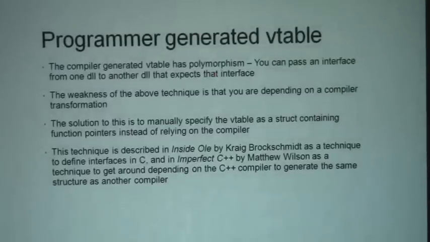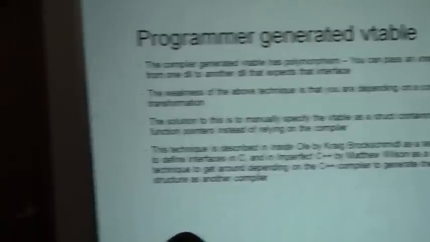All right, so we've got polymorphism. You can pass the interface from one DLL to another that expects it. But as mentioned above, the weakness is you're depending on a compiler transformation. The compiler is free to do that; some do, some may not. So you're depending on the vtable format, the representation of vtables. That's what you're depending on.